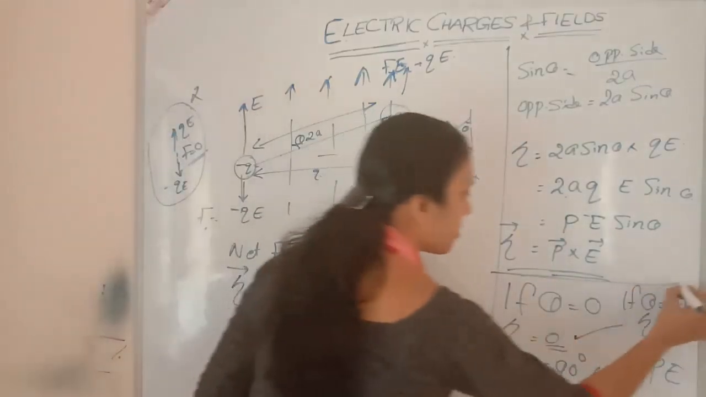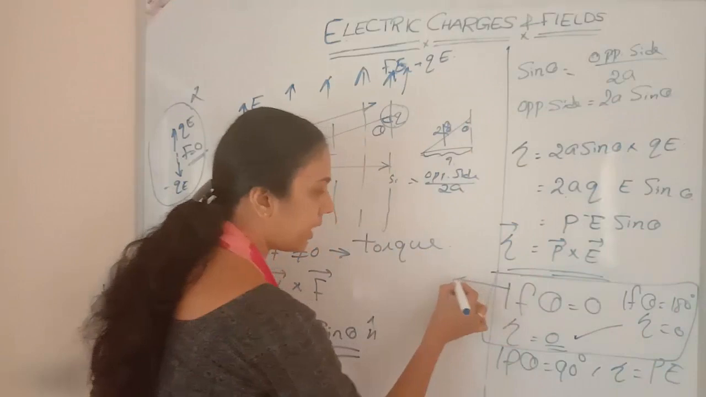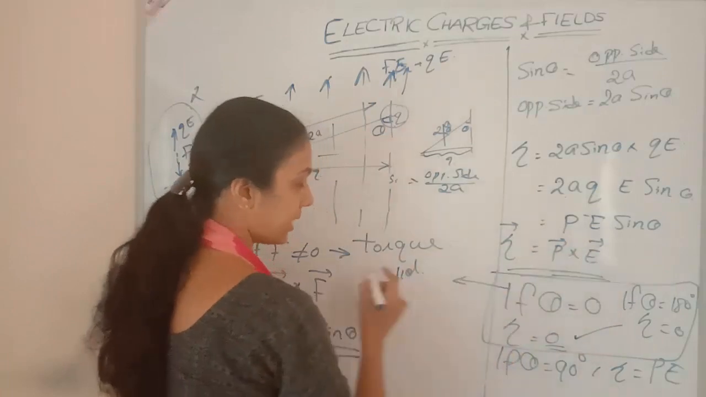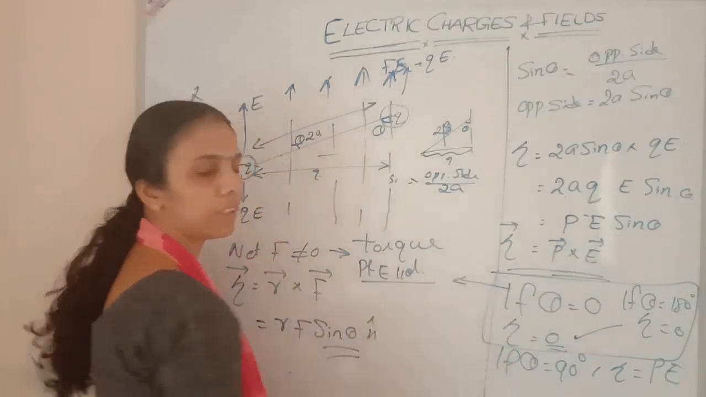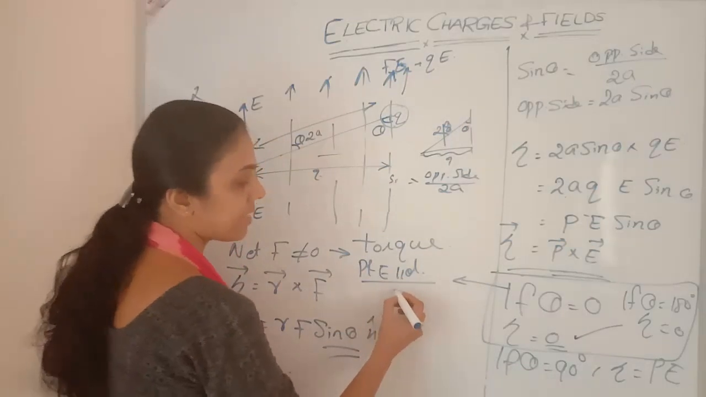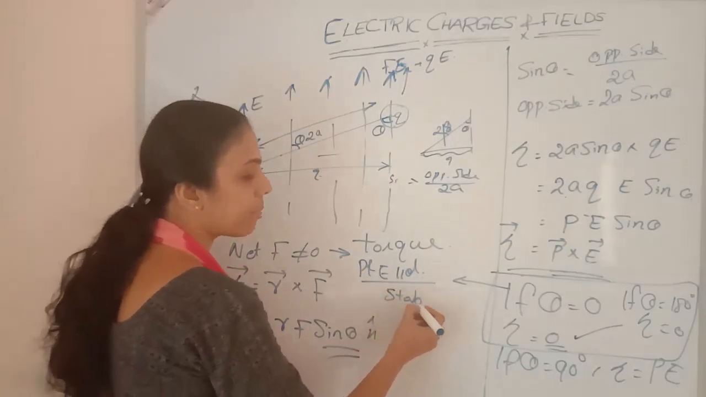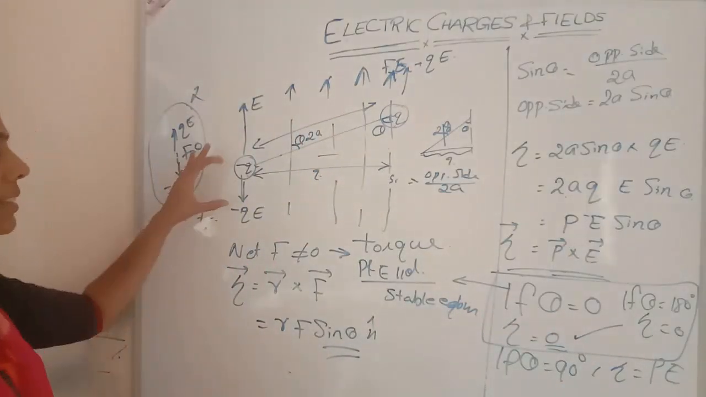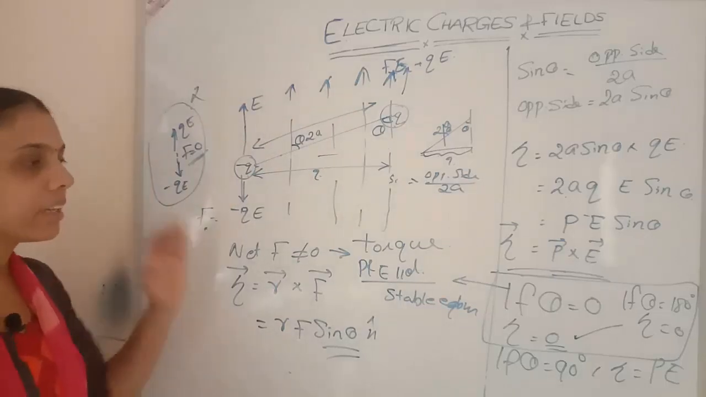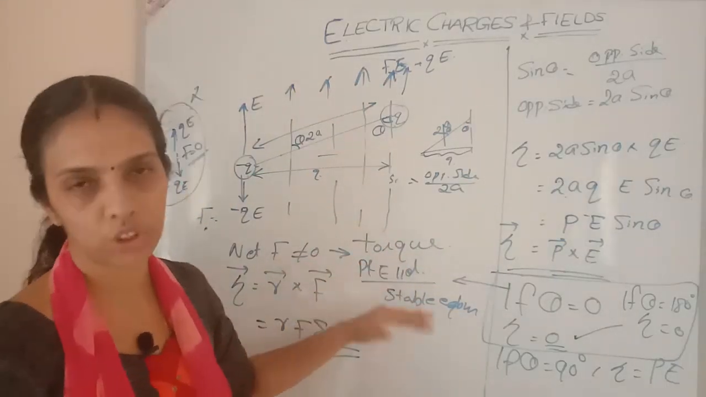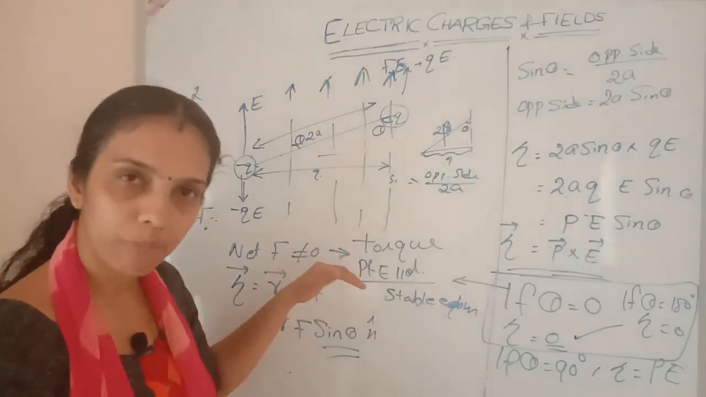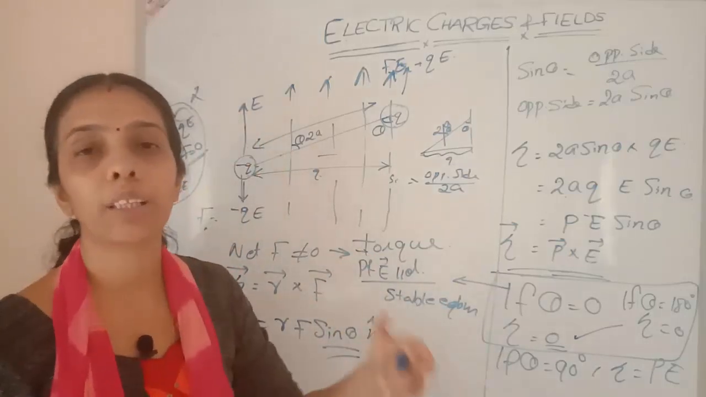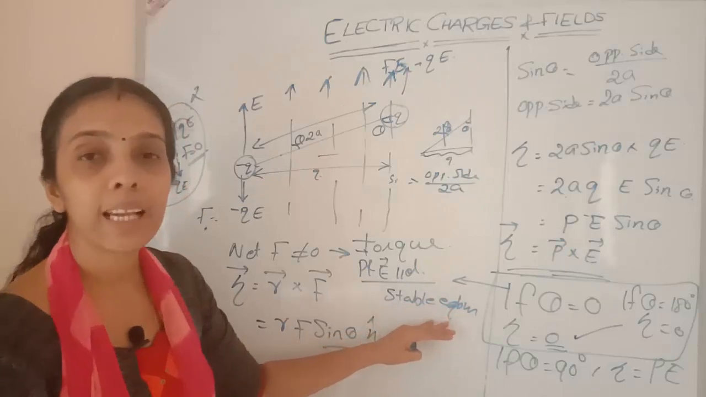Here, these two are important. If theta equals 0, they are parallel to each other, meaning P and E are parallel. If P and E are parallel to each other, then we can say this dipole will be in stable equilibrium. Torque is equal to 0, that means no torque is acting on the system. If the dipole and electric field are both parallel to each other, then no torque is acting on the system. This is called stable equilibrium.